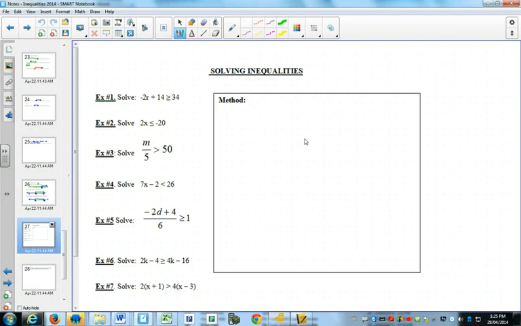So solving inequalities is almost identical to solving equations.